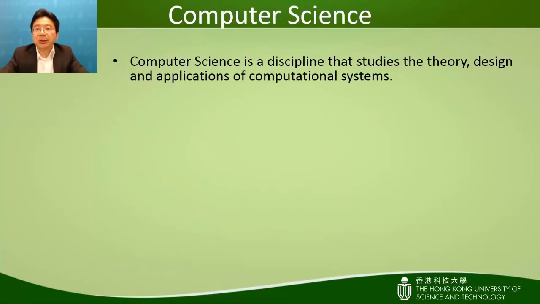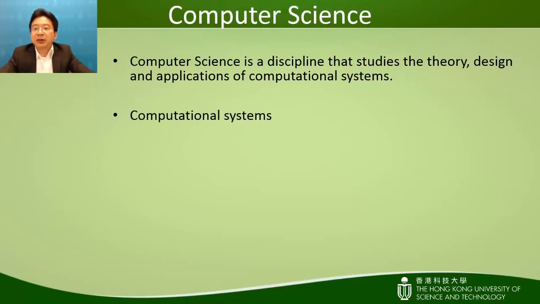I want also to put this course in the context of computer science. Computer science is a discipline that studies the theory, design, and application of computational systems. This course is designed for both computer science as well as non-computer science majors. For those who have not decided whether computer science is the right discipline for you, this course will give you a taste of what computer science is like. Some of you may decide after taking this course that computer science is not right for you, which is perfectly fine.